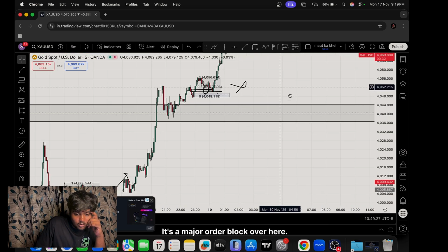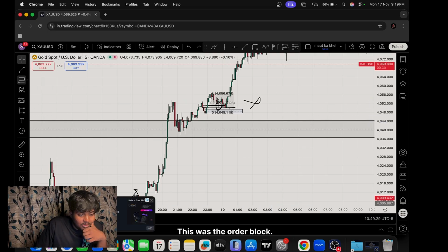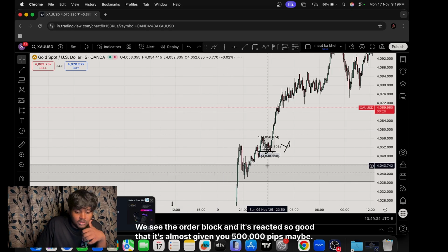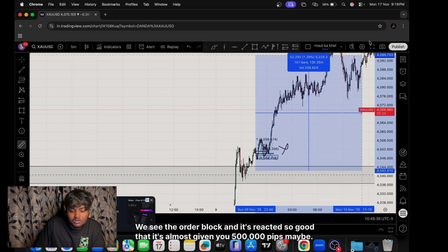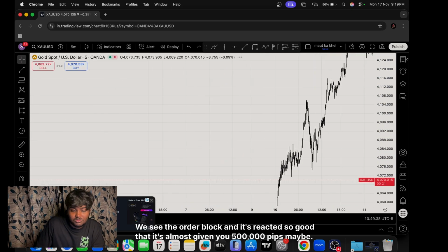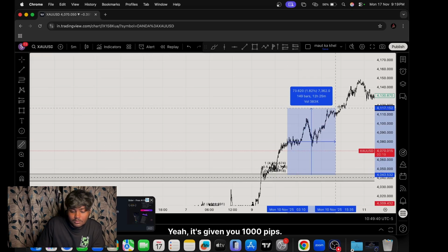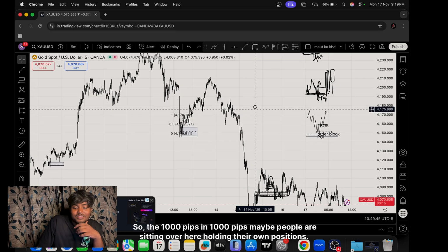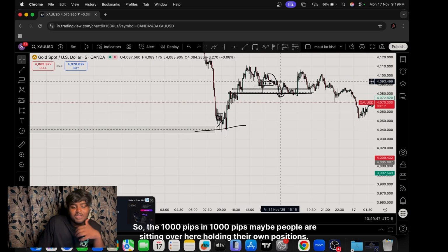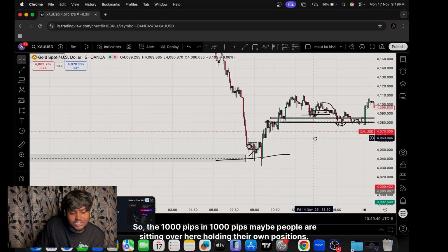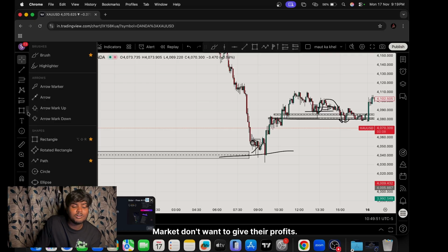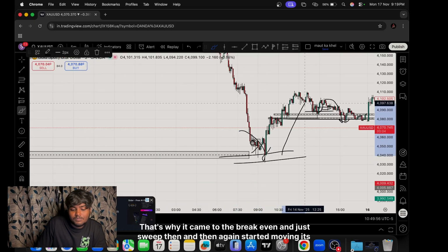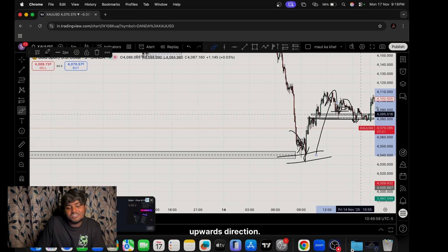It's a major order block over here. This was an order block, and it reacted so well that it almost gave you 1,000 pips. So with the 1,000 pips, maybe people are sitting over here holding their positions. The market doesn't want to give up their profits. That's why it came back to break even and just swept, and then again started moving in its upward direction.